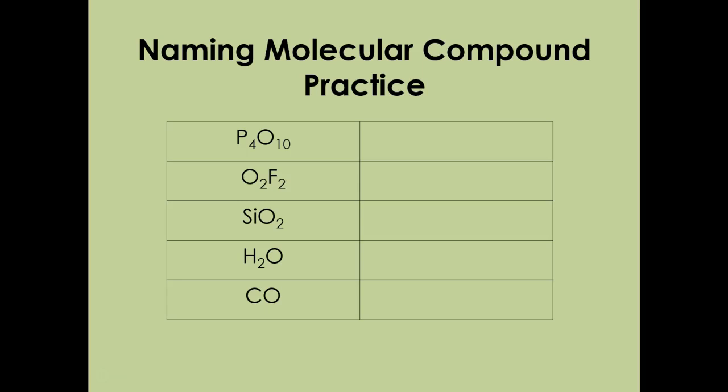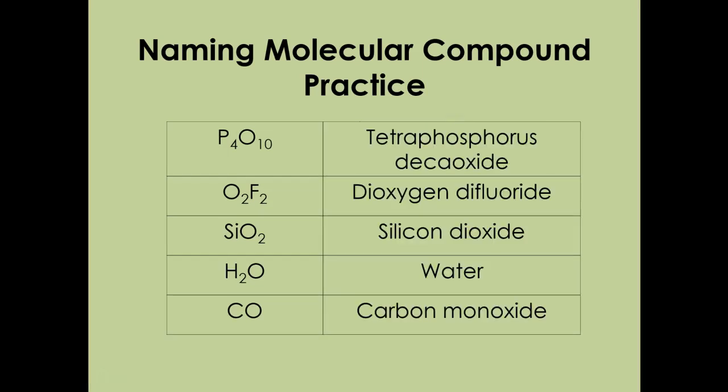So here are some examples of compounds that you can try naming. If you want to turn the video off for just a second and try to write down names for these, then you can turn it back on and look at the answers. Okay, the first one, P4O10, tetraphosphorus decaoxide, because those are the Greek prefixes for 4 and 10.